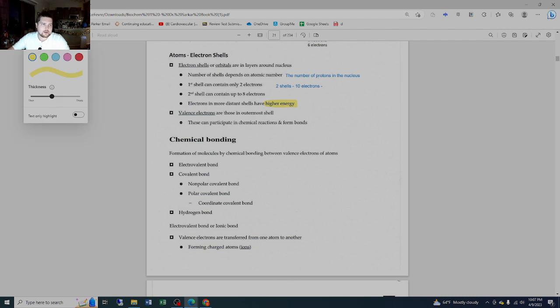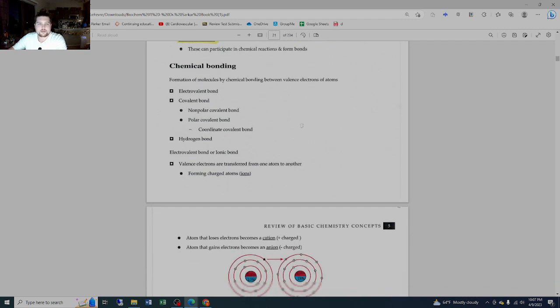Valence electrons, you might have heard me mention valence shells a couple of times. So valence electrons are those in the outermost shell, and these are the ones that participate in chemical reactions and form bonds. So these are the ones that we really care about when we talk about biochemistry and about reactions, these valence electrons.